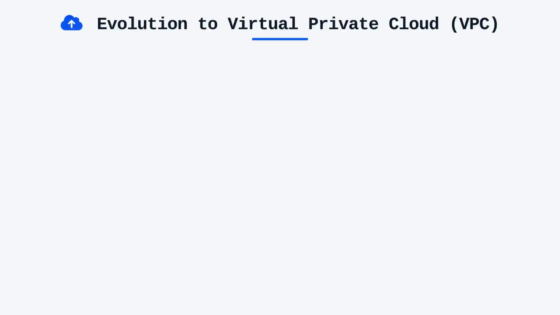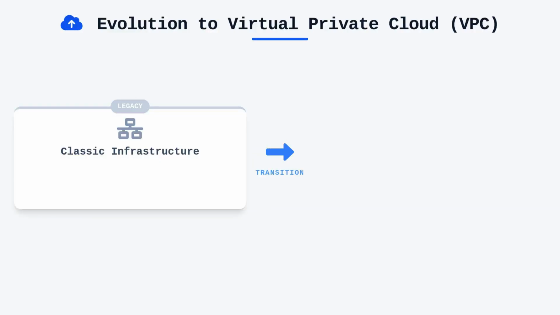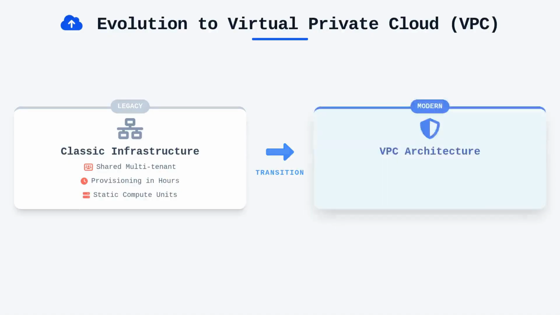When we examine the transition from classic virtual server infrastructure to the virtual private cloud architecture, we are essentially moving from a shared, multi-tenant network environment to a software-defined, isolated boundary that you control entirely. In the context of the IBM Cloud Platform, this means the underlying hypervisor layers and network stacks are optimized for rapid deployment and higher performance.